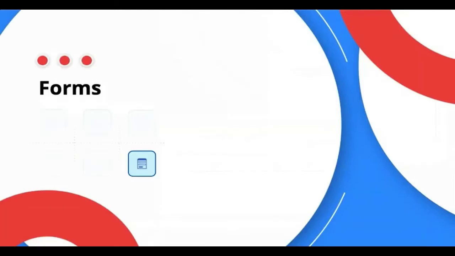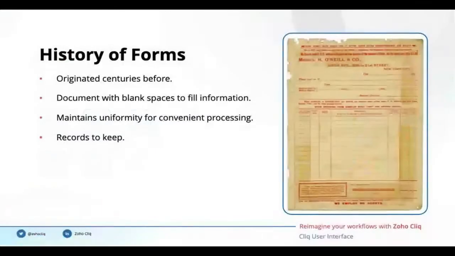The last user interface component on our list is forms. Paper forms have existed since the 19th century. These are documents with blank spaces given to fill in information. They maintain uniformity for convenient processing of the collected data. The filled forms are also kept as records for future references.